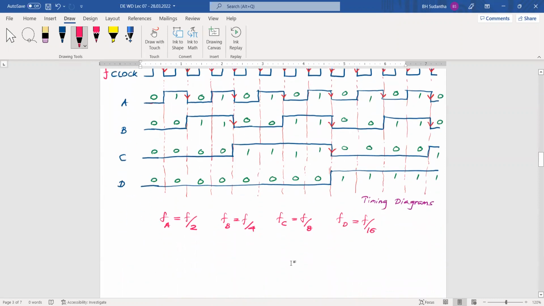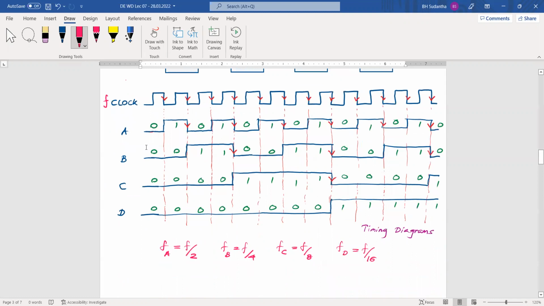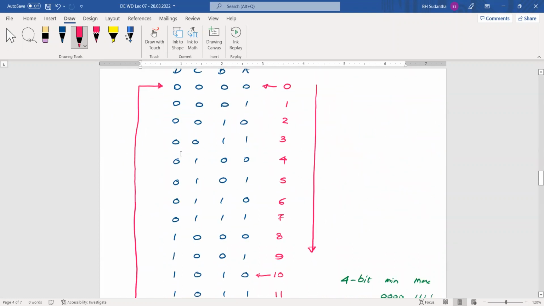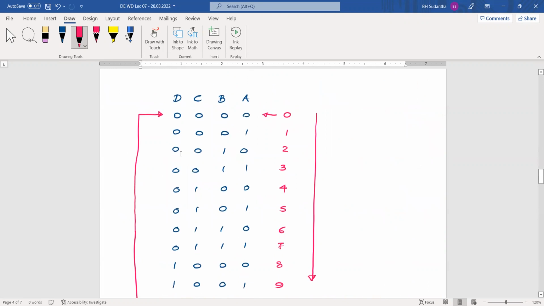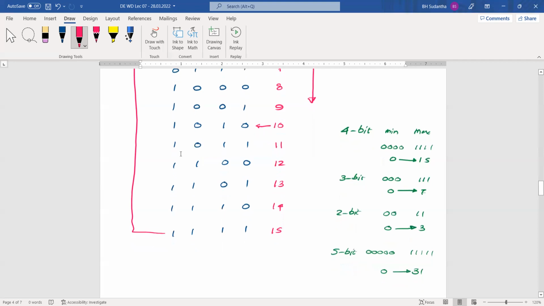And you can see these timing diagrams also. When you look at these timing diagrams, it's clear that all the time the next output waveform will be half the frequency of the previous wave, the input clock frequency. That's clear. Other one, this bit pattern: it's always going from the minimum number to the maximum number, if it is the up count.